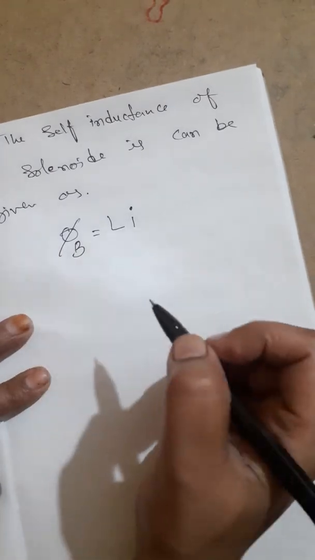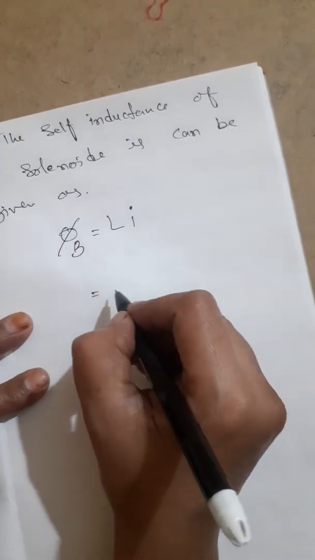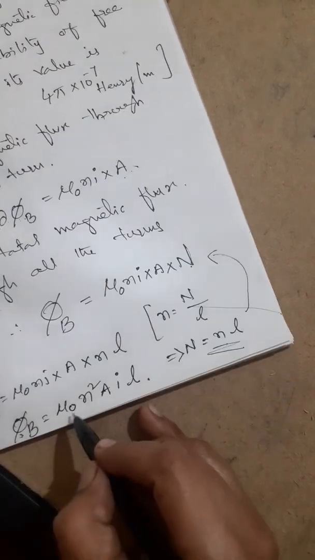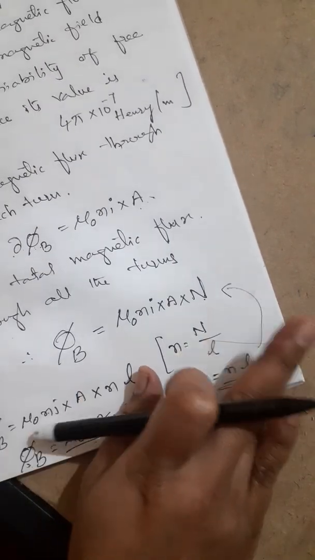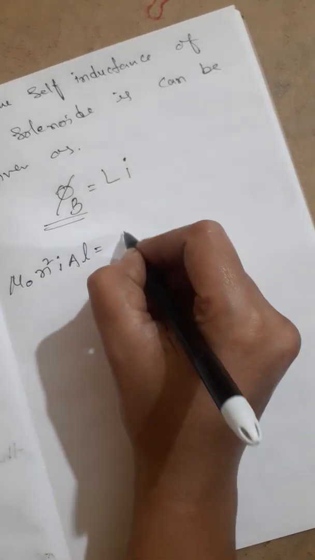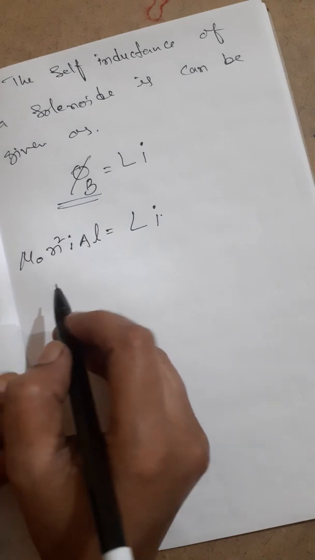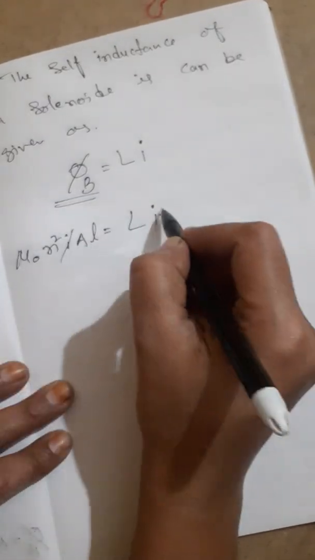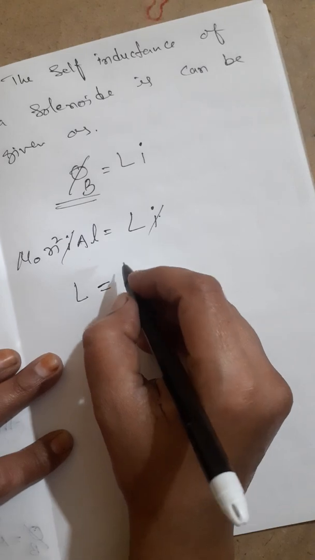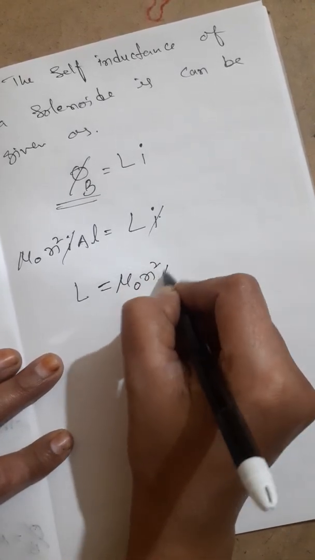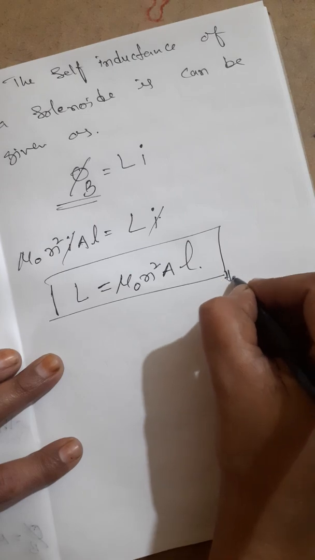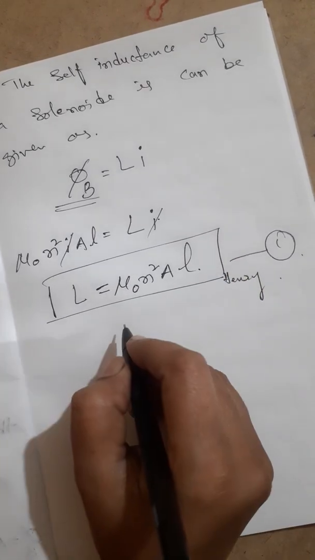So phi B is L I, and phi B value we already got, mu naught n square A I L. So mu naught n square I A L is equal to L I, and on both sides I gets cancelled. The self induction of a long solenoid can be given as L is equal to mu naught n square A L, and self induction can be measured in Henry. Let us take this as equation number 1.